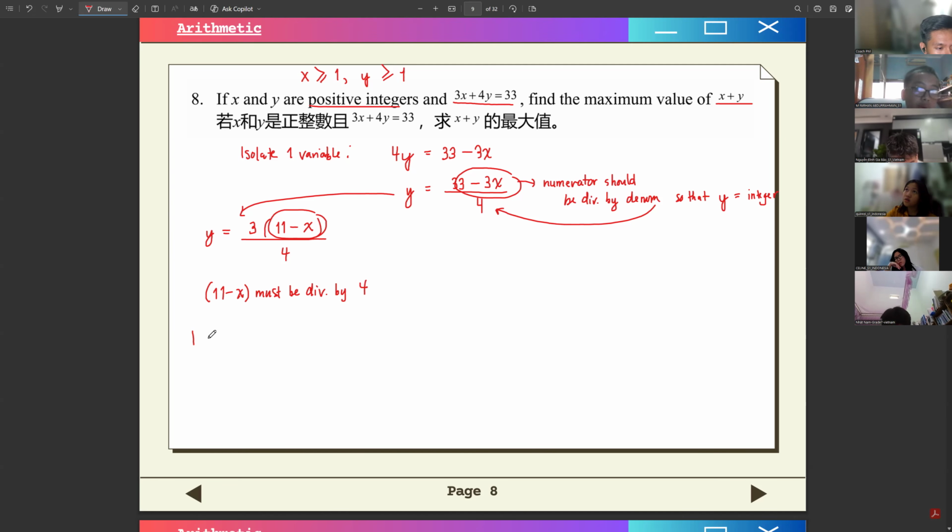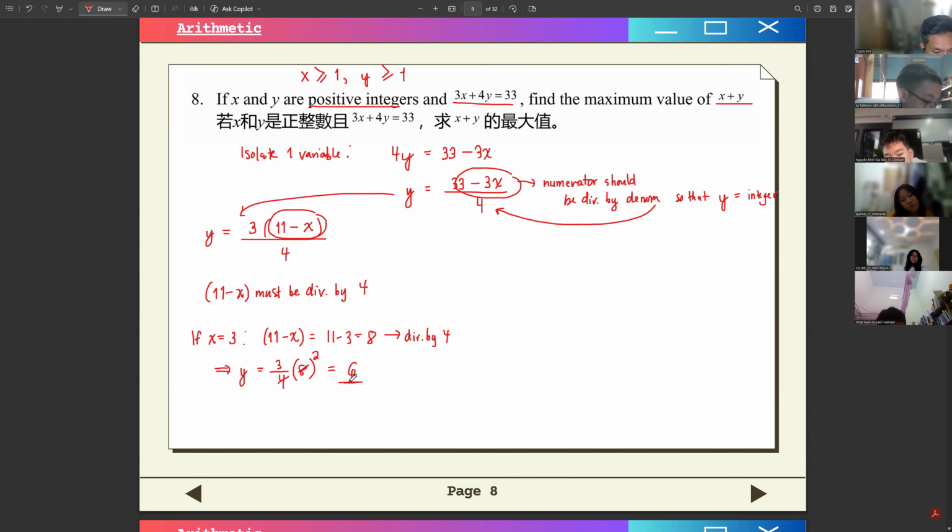So we have, say, for example, 3. No? If x is 3, then your 11 minus x is equal to 11 minus 3, which is 8. So that's divisible by 4, right? So what happens to your y? Your y is equal to 3 over 4 times 11 minus 3, which is 8. We already calculated. Okay? So that's 8 divided by 4 becomes 2. So that's 6. So our xy pair is equal to 3, 6.